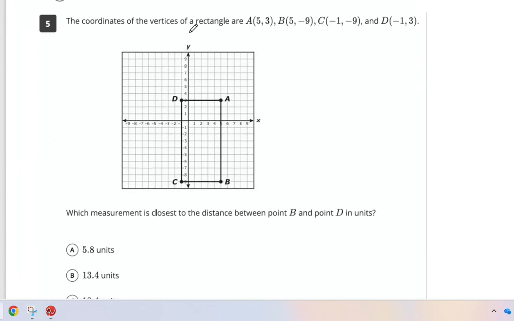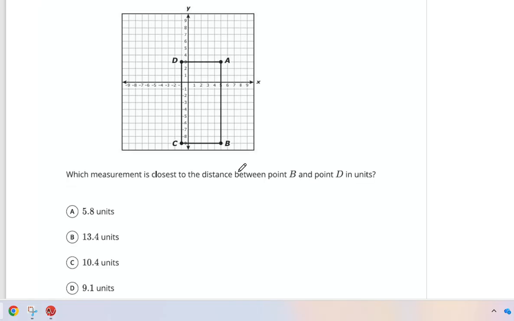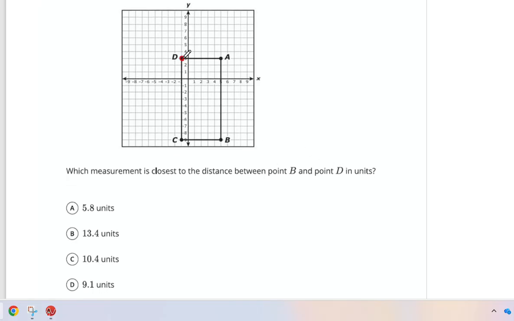Moving on. Coordinates and vertices. Here, the vertices, the distance between B and D. So from B and D, it's this line right here. And guess what I see again? A right triangle right here. So all I have to do is just count, right? So 1, 2, 3, 4, 5, 6. We're going to go 6. And then from here all the way here, 1, 2, 3, 4, 5, 6, 7, 8, 9, 10, 11, 12. And there's a right triangle, so we're going to go with 6, 12.